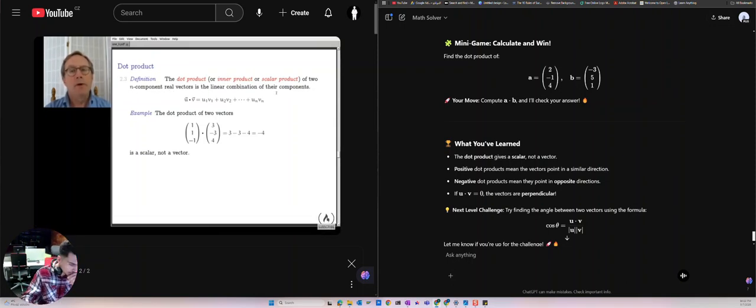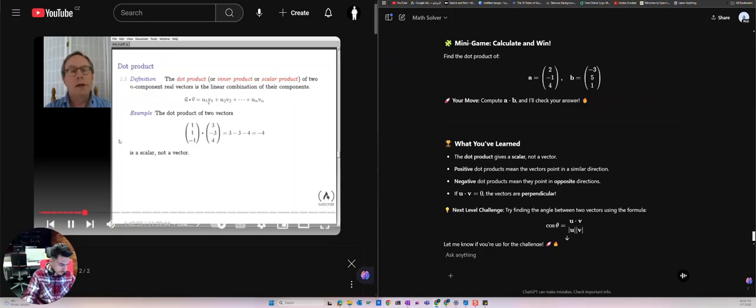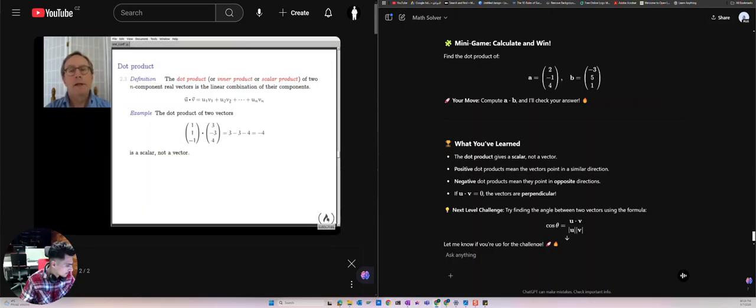The dot product of two n-component real vectors is you take their components, first components, second components, third components, and multiply together the first components, multiply together the second components, etc., down to multiplying together the nth components, and then you add the result.